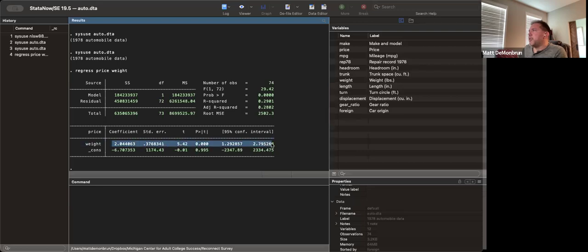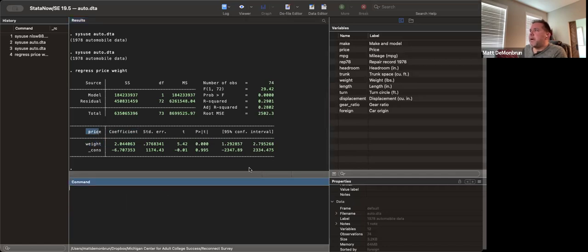We get a number of pieces of information here, one of which is our coefficient, and this is our slope coefficient. Ultimately, this tells us the relationship between weight and price. And what I like to do is use boilerplate language for this until you really get used to the terminology. So, you can say: for a 1 unit increase in X, there is a [coefficient] unit increase in Y on average.